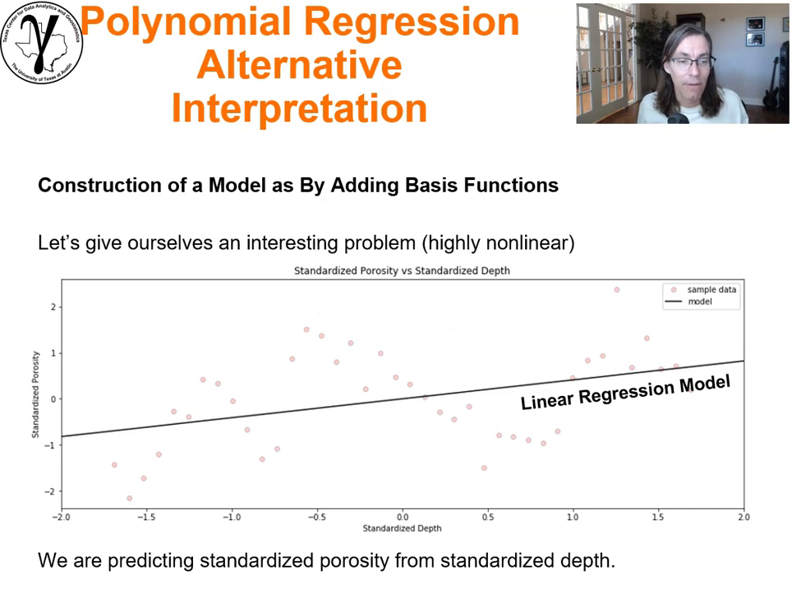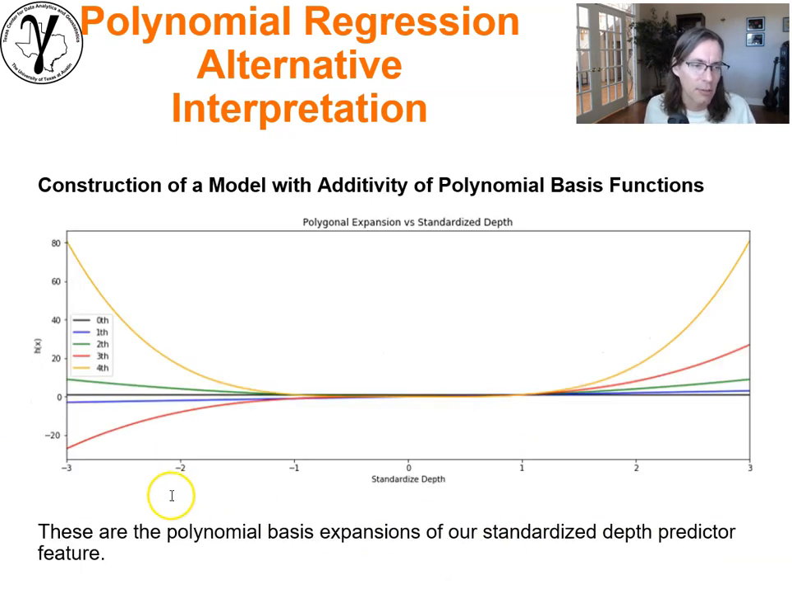We're adding basis functions. And so let's give ourselves an interesting problem. We can talk a little bit more about it. Now, this problem is highly nonlinear. I specifically used this data set with cyclicity so we could take advantage of nonlinear methods. It'd be pretty boring if I gave you a linear method to demonstrate this. We're going to predict porosity from standardized depth. So standardized porosity from standardized depth. I'll talk later about why I've standardized everything, but we're going to do it all in standardized space.